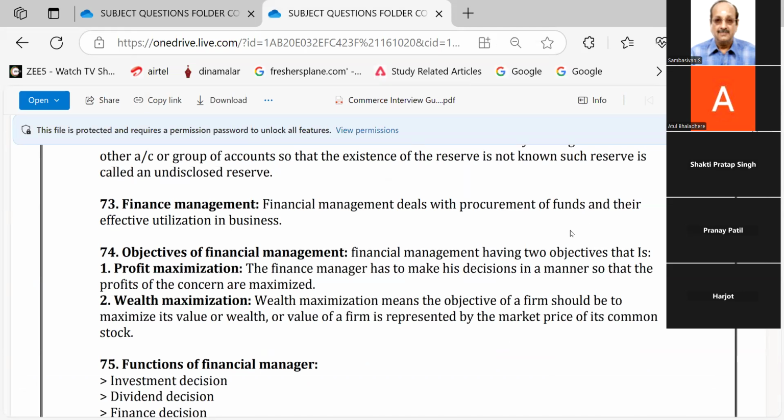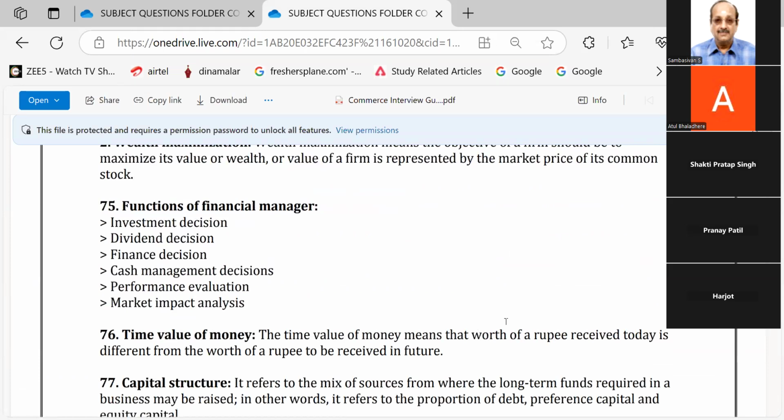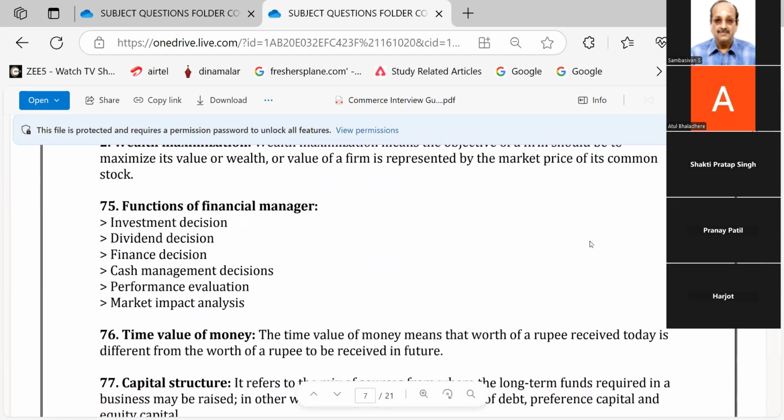Now, I think Shakti is reading. Shakti, where are you now? Question number 75. Functions of financial manager. So can you scroll down? Investment decision, dividend decision, finance decision, cash management decisions, performance evaluation, market impact analysis.